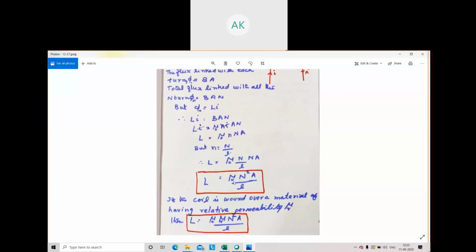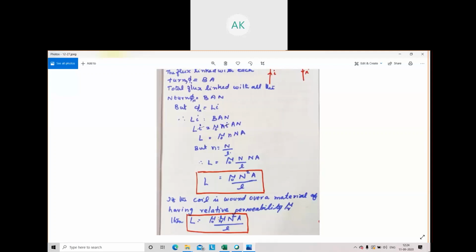So if the coil is wound over a material having relative permeability mu r, air has permeability mu 0, but instead, if we keep another material like soft iron having permeability mu, then mu equal to mu 0 into mu r. So mu by mu 0 is mu r. So in place of mu 0, we have to write mu 0 into mu r, when a wire is wound over another material of relative permeability mu r.